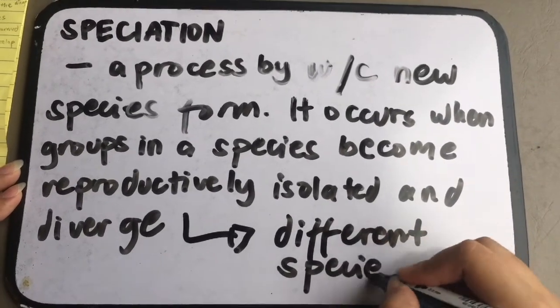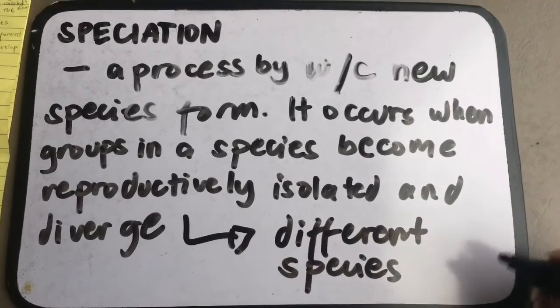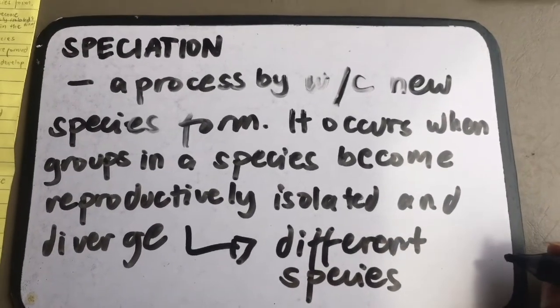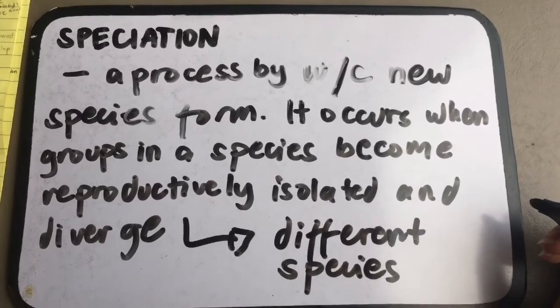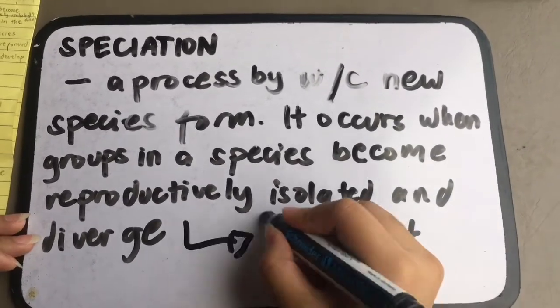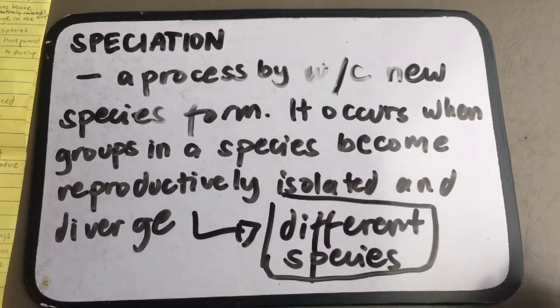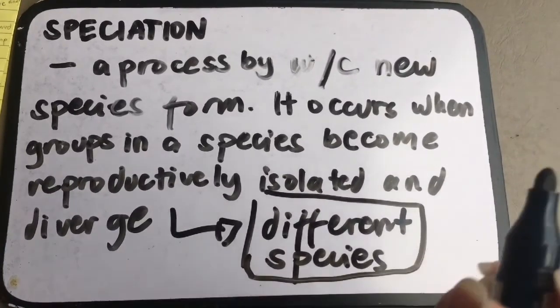So, to know further the differences and the reasons why different species happen, it will be discussed by group 4.